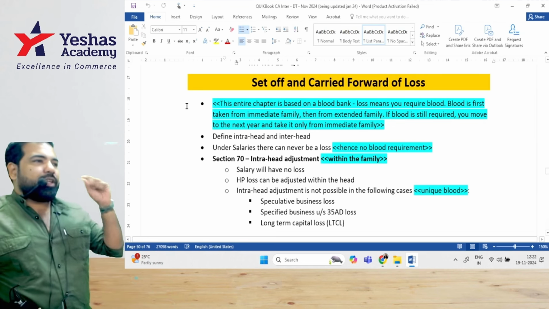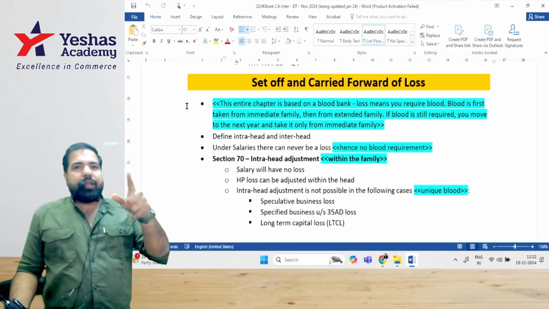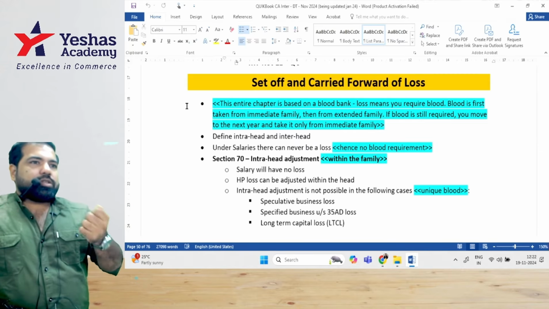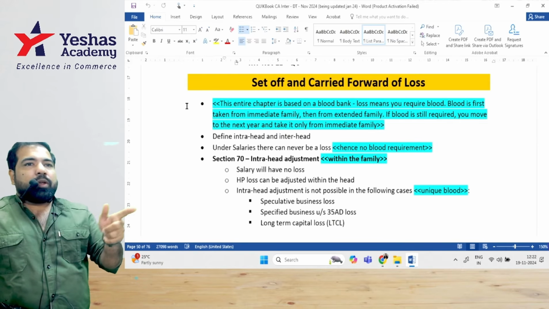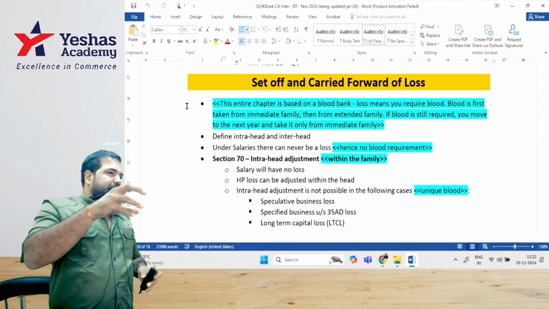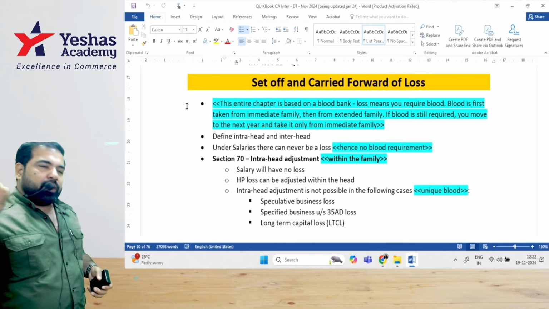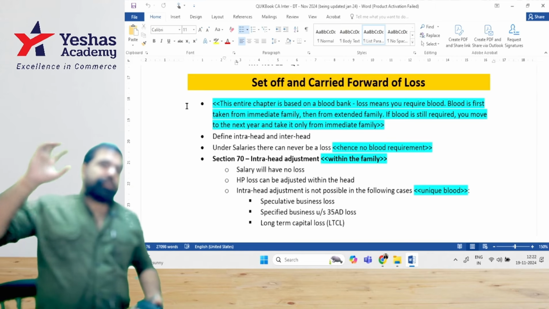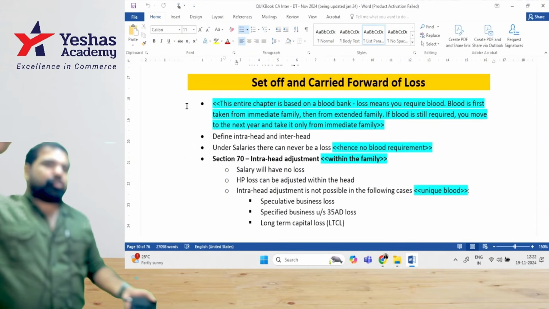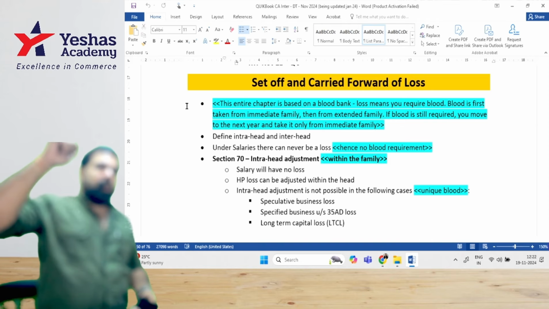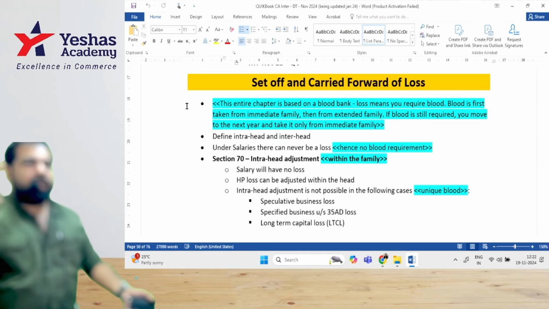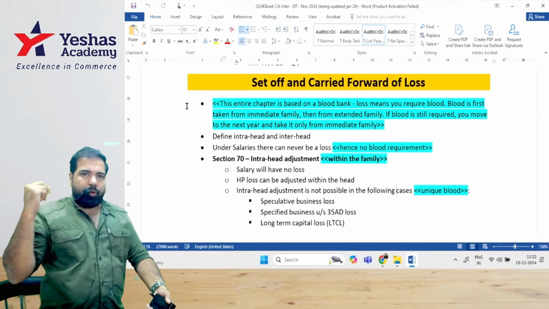And there's an activity which is very unique called owning and maintaining race horses. Is it betting on race horses? No. You are owning it and maintaining it, and that income, although it's a business income, it will always go under IFOS. And there you can also take losses, which are unique blood. So OM horses is unique blood. So how many unique bloods, guys? Four. Speculative, specified, long-term capital loss, then OM horses.